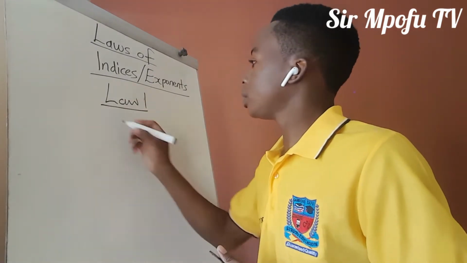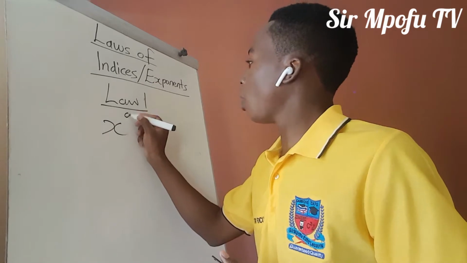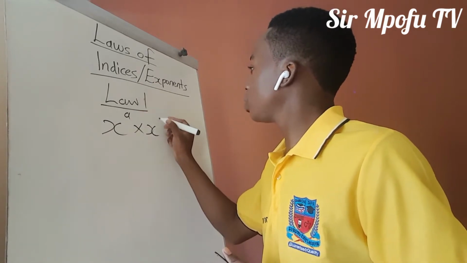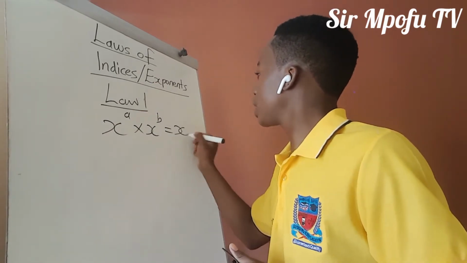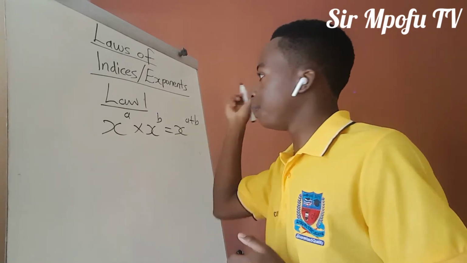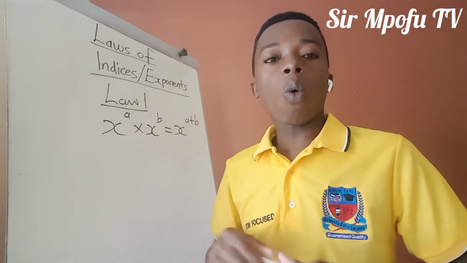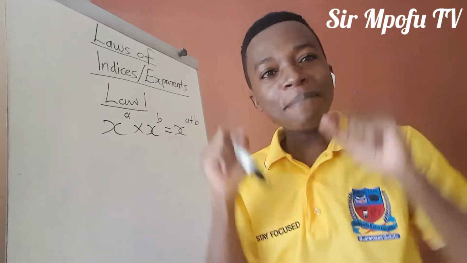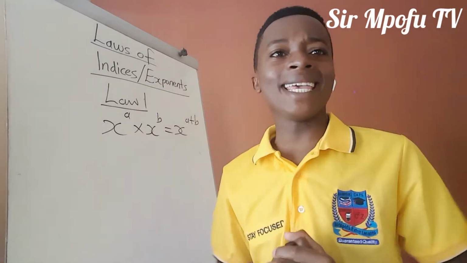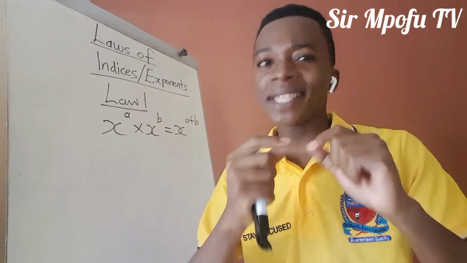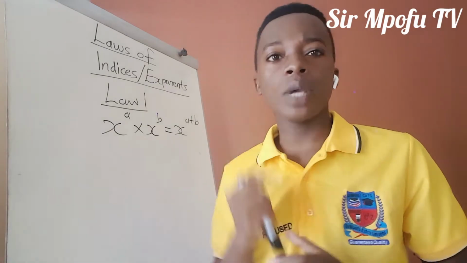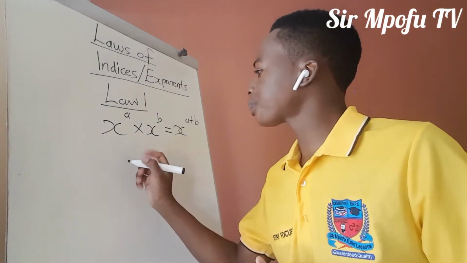Law 1. x to the power of a times x to the power of b is equal to x to the power of a plus b, like this. Right, what does this mean? It means if you are multiplying quantities and they have the same base, what you only need to do is to add the powers. Okay, let us do an example.